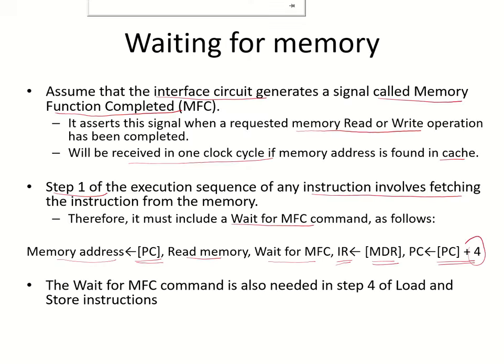And this wait for MFC command might also be needed in step 4 of the load and store instructions. You know that if we are talking about a 5-stage organization, stage 4 refers to any memory access that is required. So in case of a load or store instruction, memory access for reading the data or writing the operand will be in step 4. So the wait for MFC command will also be required in stage 4.